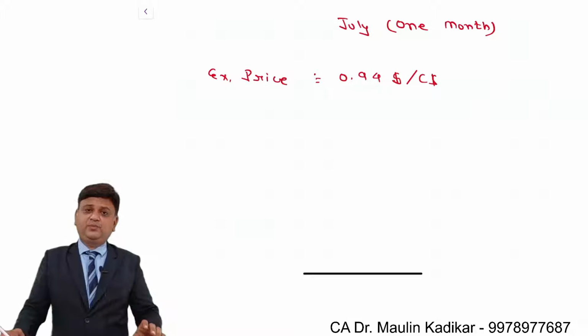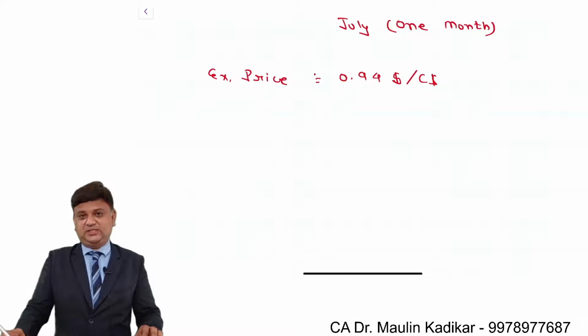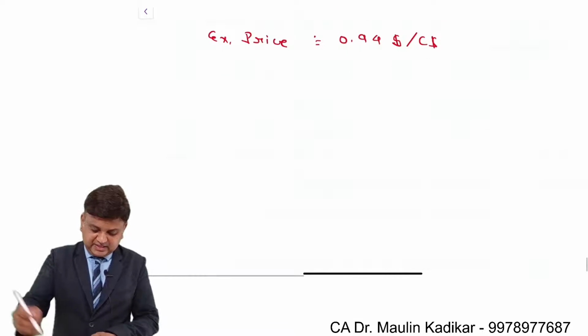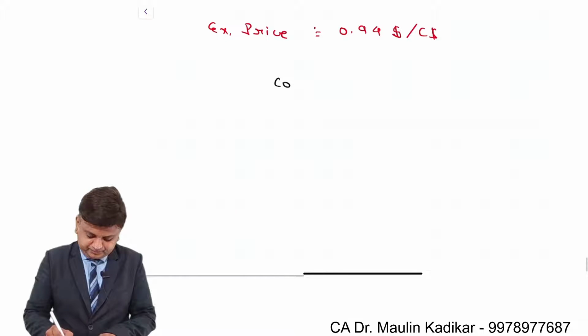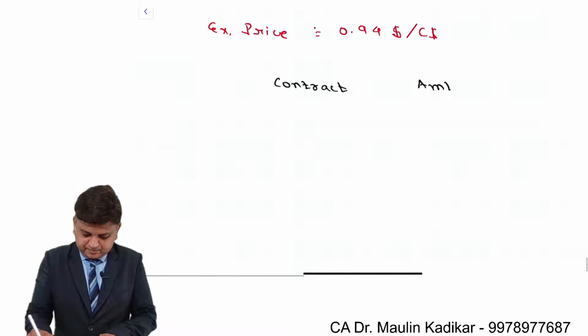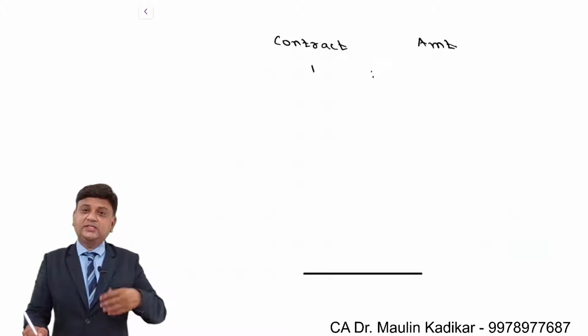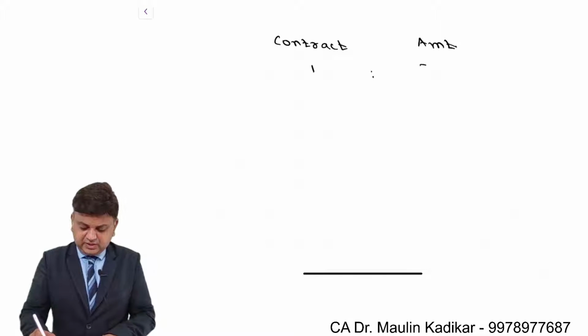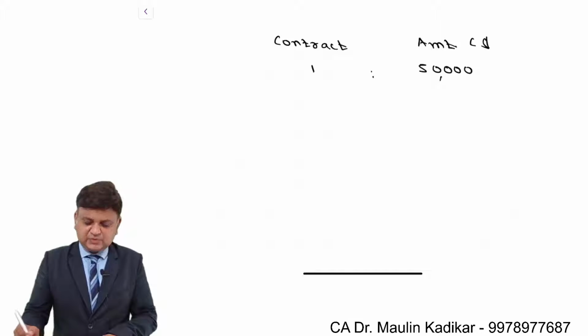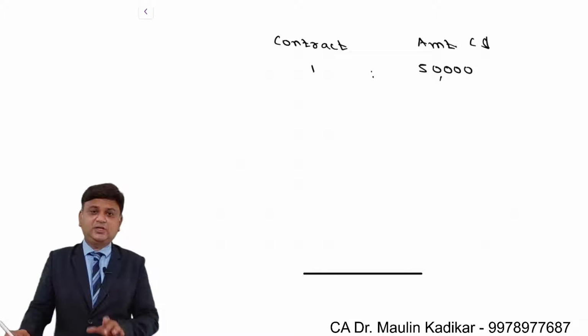Now the second important point over here is the lot size. We understand that if you enter into one contract, it is deemed that 50,000 Canadian dollars are purchased or sold simultaneously. The lot size concept that we have in derivatives is required to be applied over here.